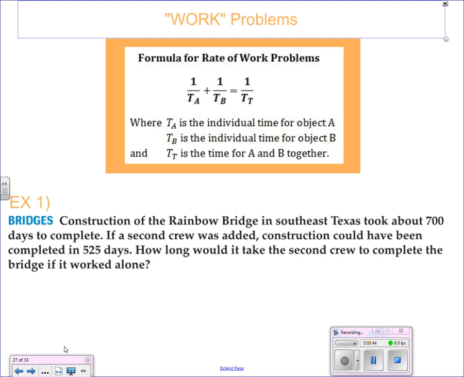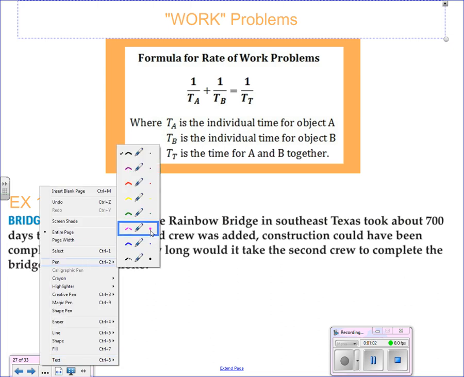So keeping that in mind, construction of the Rainbow Bridge in southeast Texas took about 700 days to complete. If a second crew was added, construction would have been completed in 525 days. How long would it take the second crew to complete the bridge if worked alone?